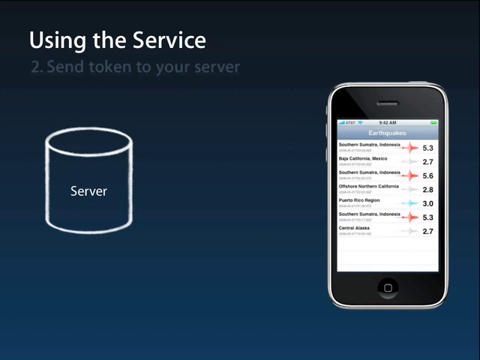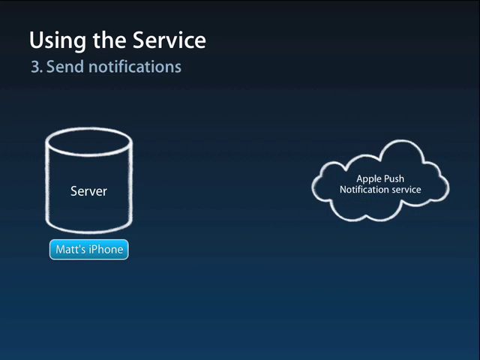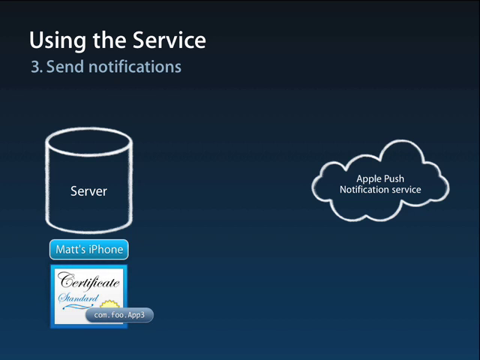Once your app has a device token, report it back to your server. Your server will need to keep track of this token and associate it with the user you want to send notifications to. This token tells the Apple Push Notification Service which device to target. Once your server has a token identifying the target device and a certificate specifying the target application, you can open a connection to the service and begin sending notifications.